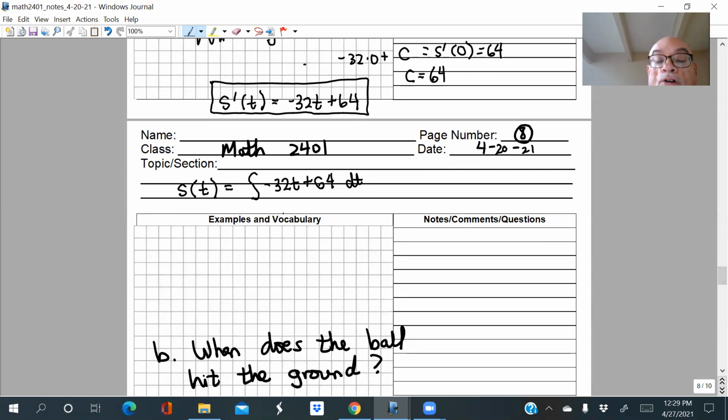Okay, so now we want to find this antiderivative. Let's see if we can do that now. So we have to think about this a little bit. One nice thing about integrals, though, is although you've got two terms here because you've got the plus, you can do this one term at a time. So let's do it one term at a time.